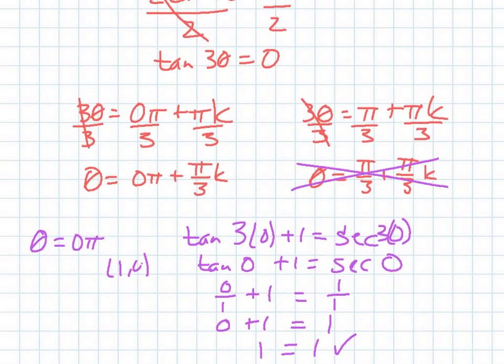So none of those possibilities for pi over 3 would ever work. So the only one that would work is 0 and all of its coterminal points on the interval of pi over 3 times k. Right?